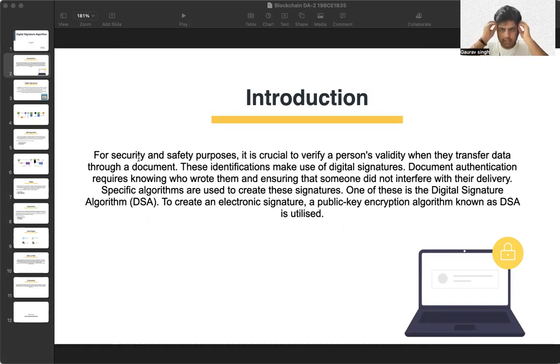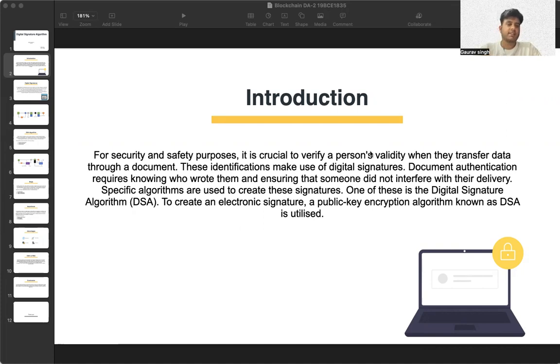So what DSA is, it is a type of public key encryption algorithm, and it is used to generate an electronic signature. DSA is one of the many algorithms that are used to create digital signatures for digital transmission. In DSA, a pair of numbers is created, and that is used as a digital signature. These are generated using some specific algorithms. What they do is allow the receiver to authenticate the origin of the message.